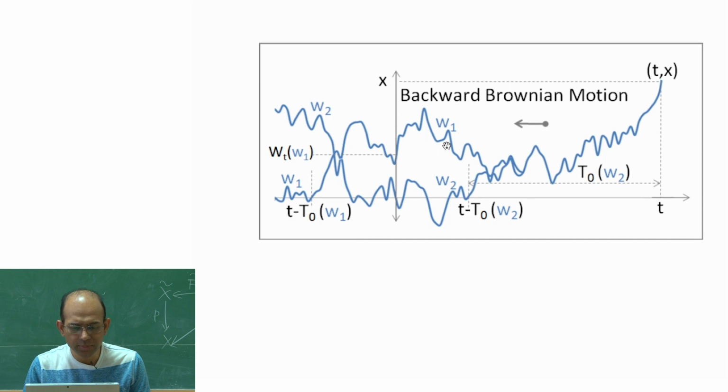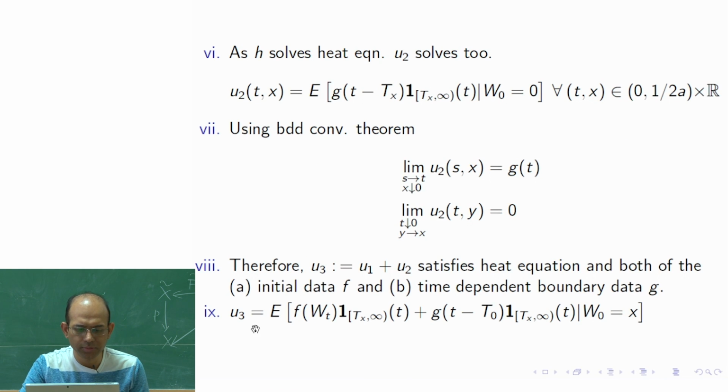Okay, so now we see this slide here. F of Wt when small t is more than Tx. Here it should be x, there is a typo, g of small t minus Tx. If I write W0 is equal to x, then it should be 0. So there is a typo, I should write 0 here. If I write 0 here, then I should write x everywhere. Clear? So these are the two different cases.